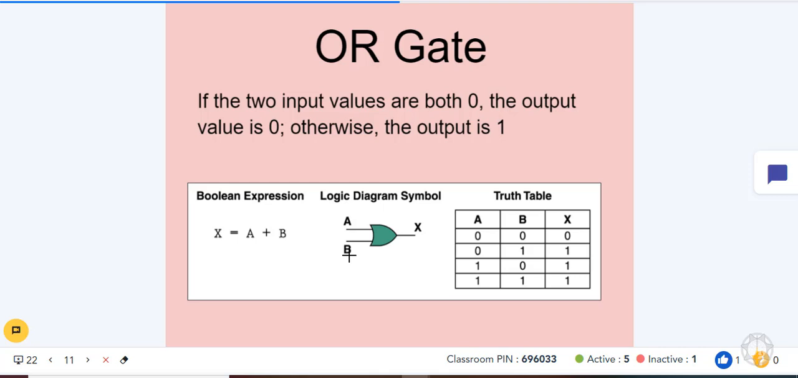The Boolean expression is what? X is equal to A plus B. You need to remember these kinds of Boolean expressions, logical diagrams and truth tables, so that you can use them for complex combinational circuits. The next question is: the gate which is used to reverse the output obtained is.